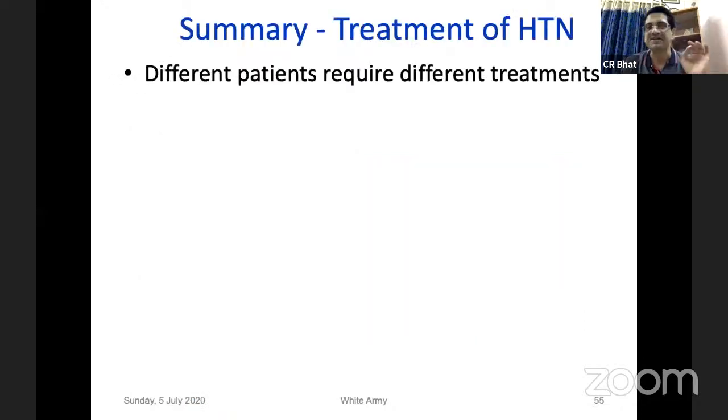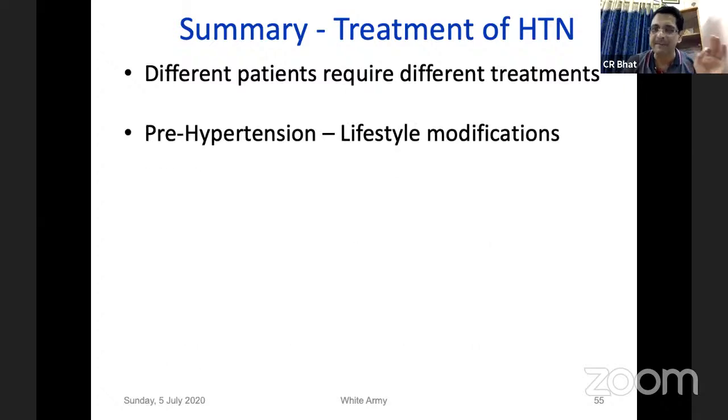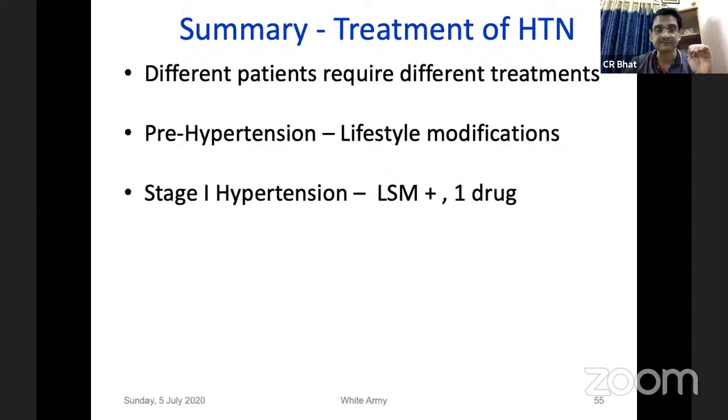So different patients require different treatment. You have to tailor the things. Pre-hypertension or elevated blood pressure, you need to intensify the lifestyle modification. Even in non-hypertensives, we have to recommend, motivate the patient to continue the lifestyle modifications, adopt the appropriate diet and lifestyle modification to prevent development of hypertension and to control the pre-hypertension as well.